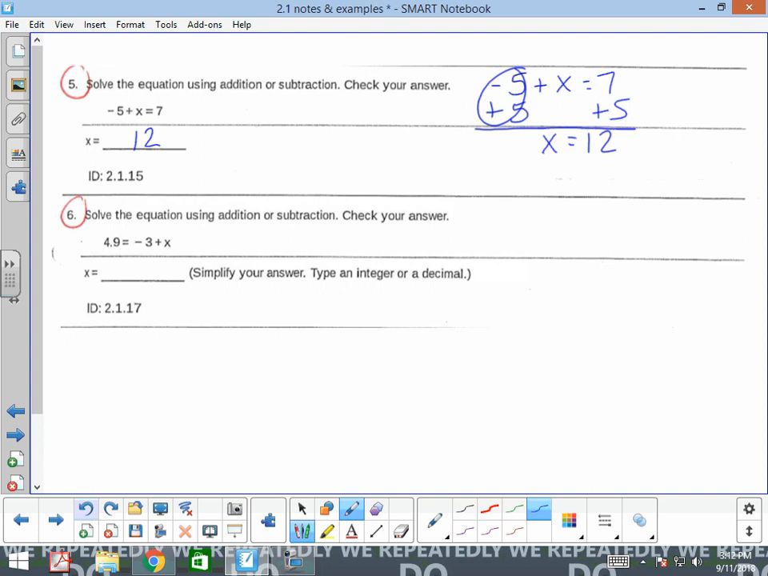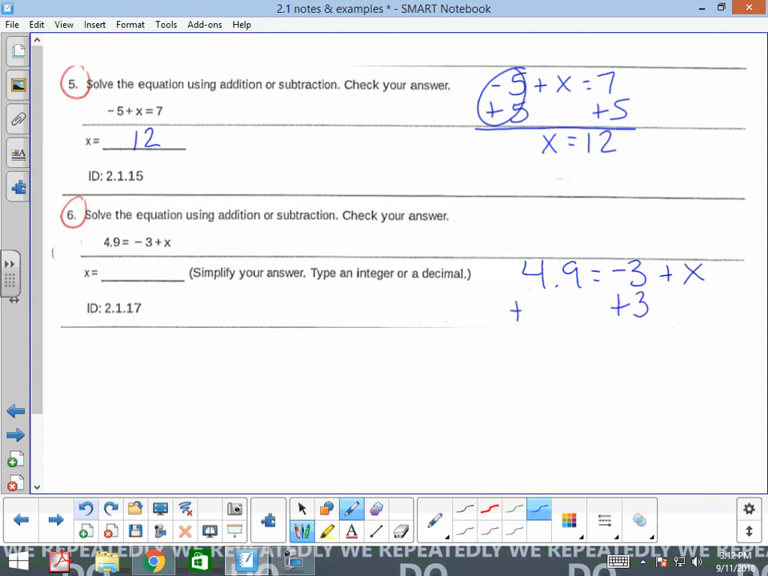All right, we do have some problems that have decimals, so let's write the problem. 4.9 equals negative 3 plus x. Go to the variable side. Look at what's being done to that variable. We do have adding, but we're adding what? We're adding a negative 3. So that means we're going to add 3 to both sides.